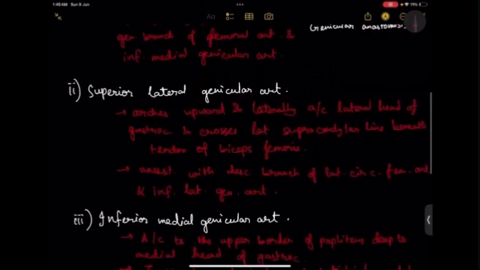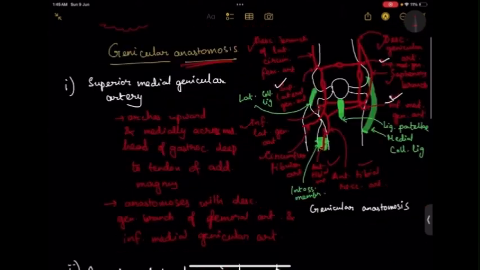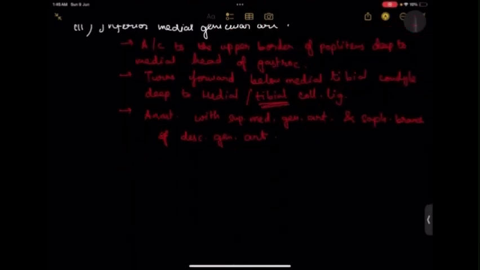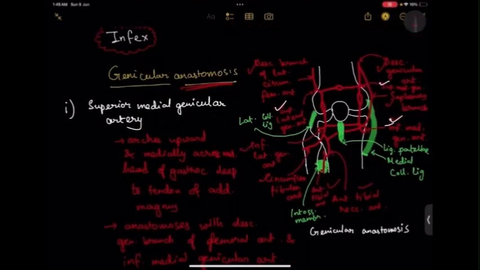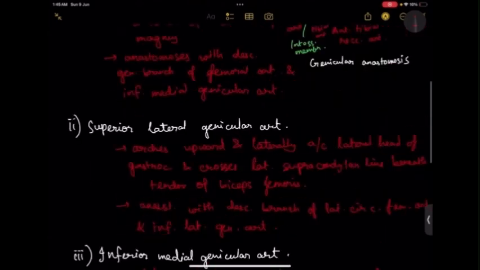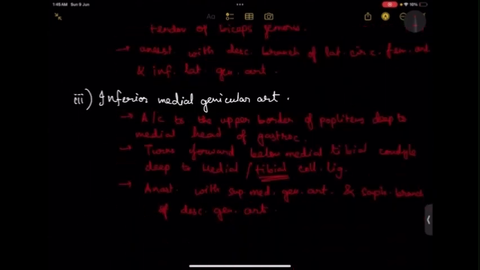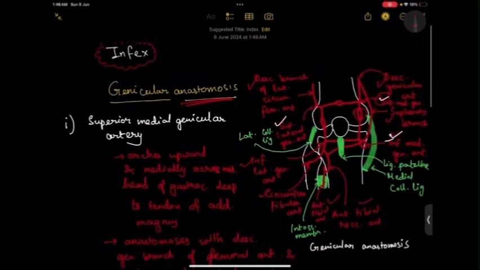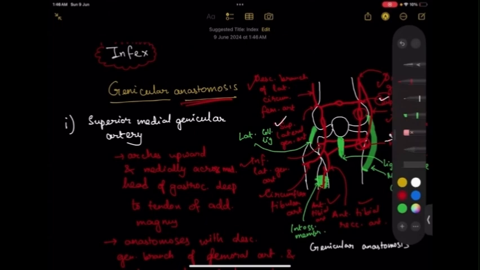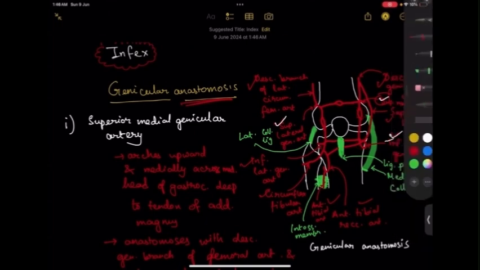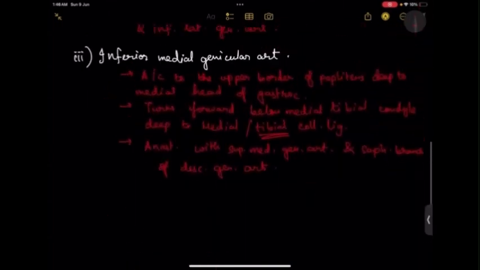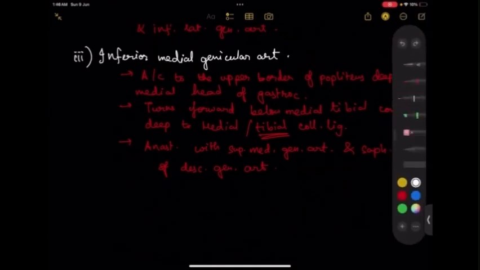Let's have a look over here. Anastomosis with, so which artery are we talking about? This one. It basically anastomoses with the superior medial genicular artery, already marked in white. This is the anastomosis. And the saphenous branch of descending genicular artery is coming from there, and they basically anastomose over here. I hope you can understand these anastomoses. Let's go to the last artery of this session.